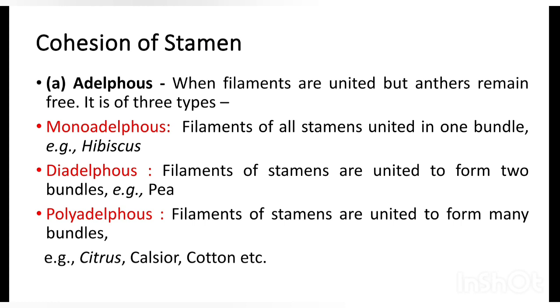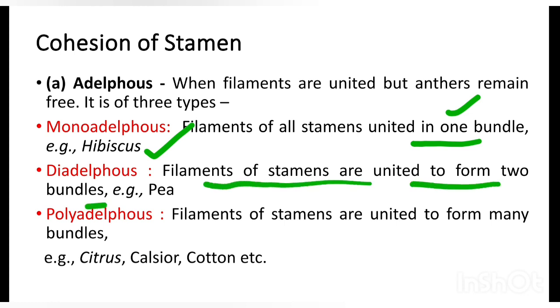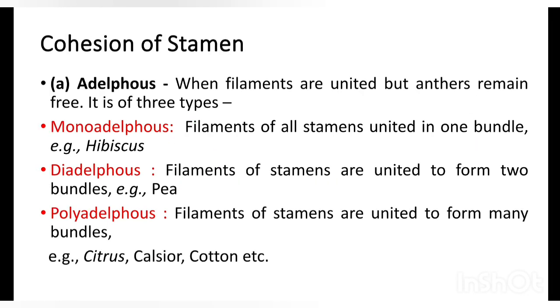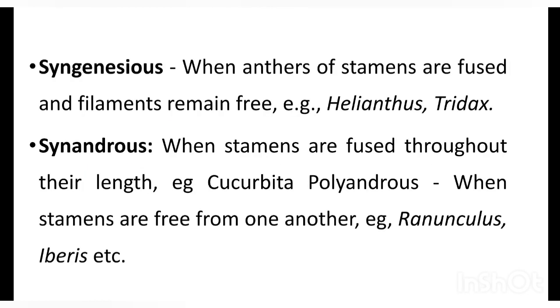Then cohesion of stamens. Sometimes it is adelphous, when filaments are united but anthers remain free. One is monadelphous, when the filaments of all stamens are united into one bundle, which is present in hibiscus. Diadelphous, when filaments of stamens are united to form two bundles, as seen in pea. Polyadelphous condition, when filaments are united to form many bundles, as present in citrus fruits.